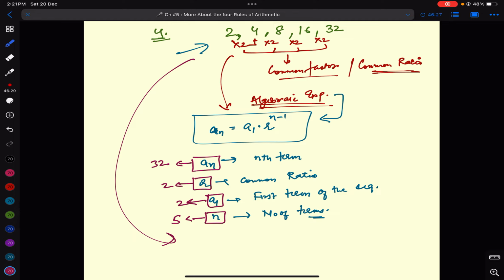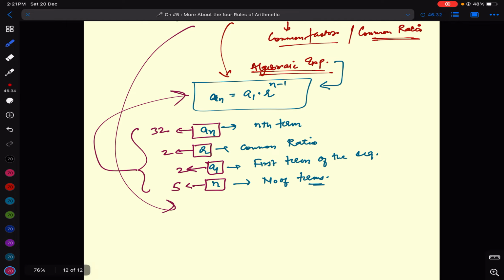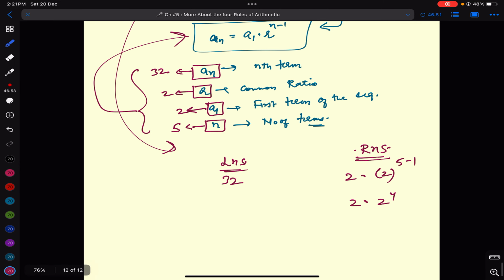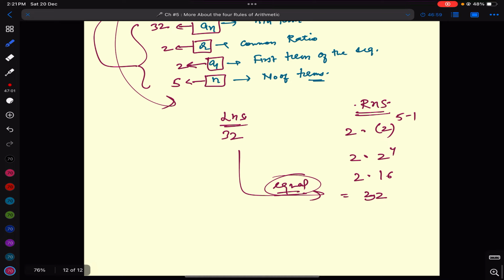Correct. So if you substitute these values in the algebraic expression, you will see that the left hand side turns out to be equal to the right hand side. Let's do that. An is 32. This is your left hand side, and your right hand side here is a1, which is 2, r is again 2, n minus 1, so that is 5 minus 1. 2 times 2 to the 4, 2 times 16, which is 32. Now if you see, they are equal, right? So left hand side is equal to right hand side. So we have validated the algebraic expression that we just wrote above.